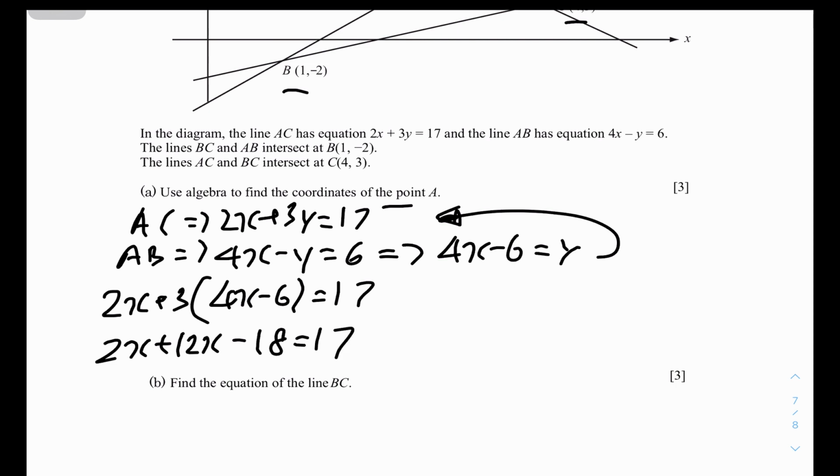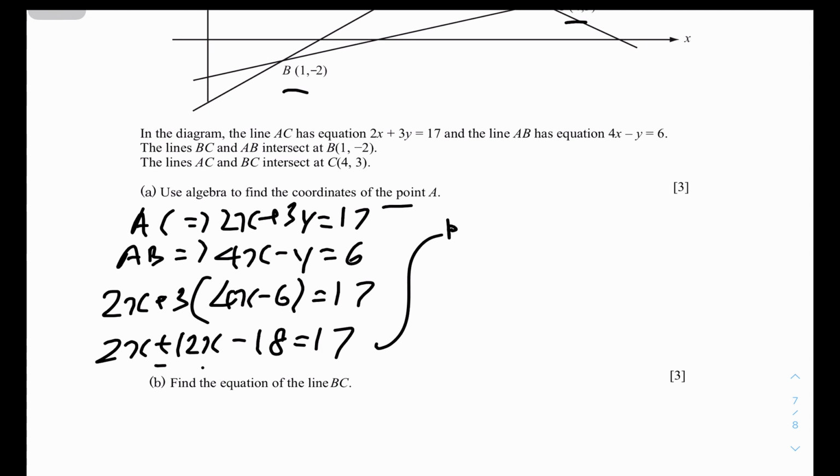So we're going to simplify both sides by adding 18 to both sides and adding the two x's. So it will be 14x equals 35. Therefore, x is 35 divided by 14, which you can simplify further, which is equal to 5 over 2. So x is 5 over 2.